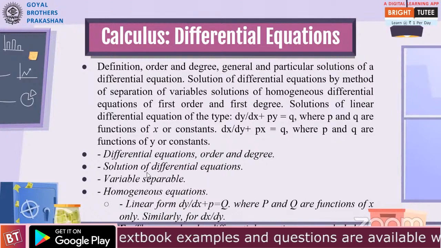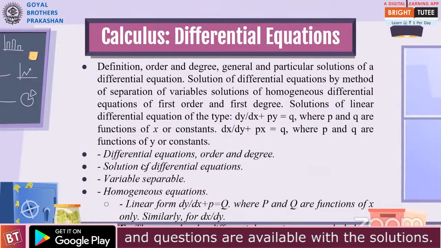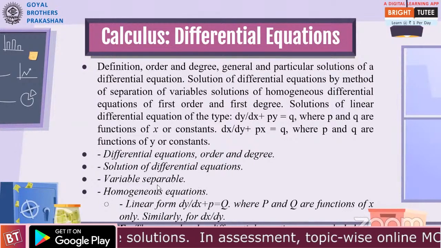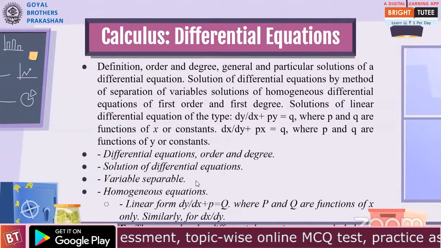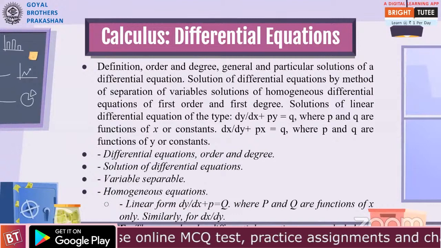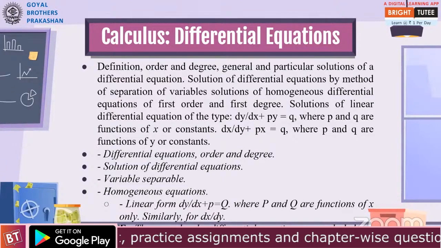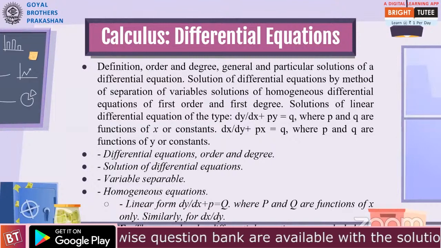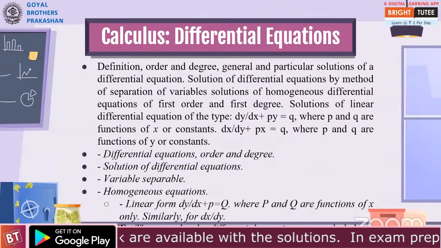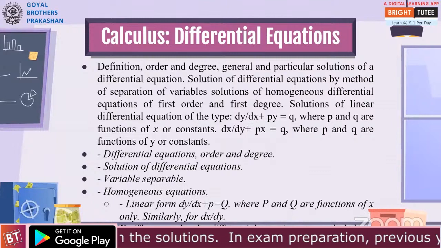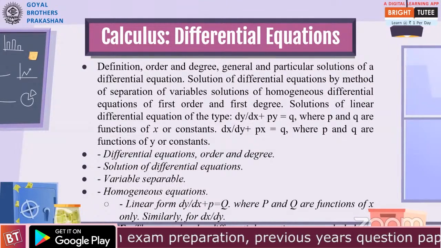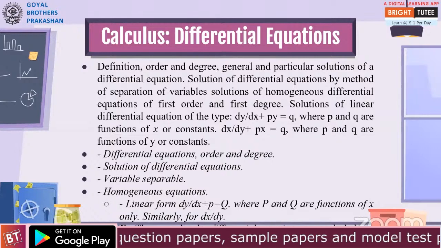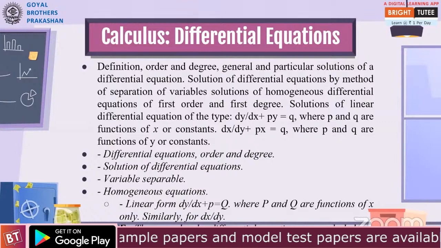If we discuss it in detail, then it is differential equation, order and degree, and solution of differential equation. Under the solution of differential equation, we have the variable separable method, the homogeneous method, and the linear differential equation in both forms. That is dy by dx plus p of x into y equals q of x, and dx by dy plus p of y into x equals q of y. In differential equations, second order differential equations are excluded in the reduced syllabus.